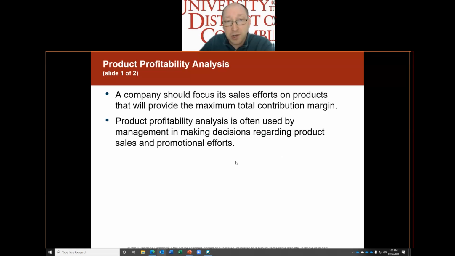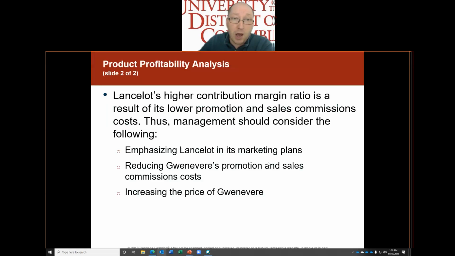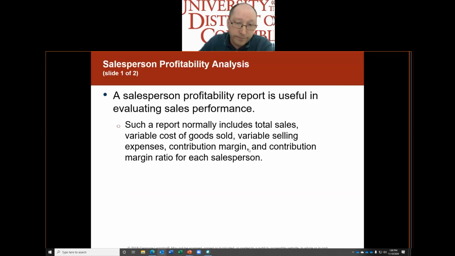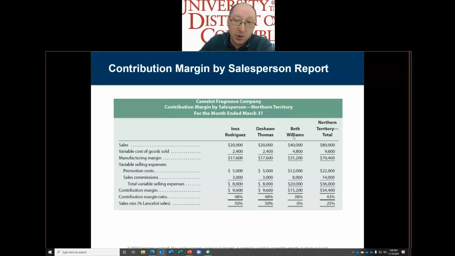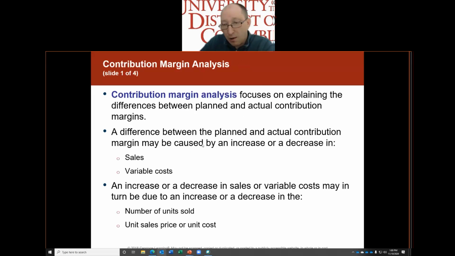Product profitability analysis: companies should always focus on profits, and to do that, we look at the products that we sell to understand their profitability. You can perform profitability analysis by looking at the contribution margin ratio for each product within each territory. You can also look at it from a salesperson perspective, how efficient each salesperson is, by looking at their total sales, breaking it out by salesperson within each territory. And all of these are really good to help the business be more profitable.